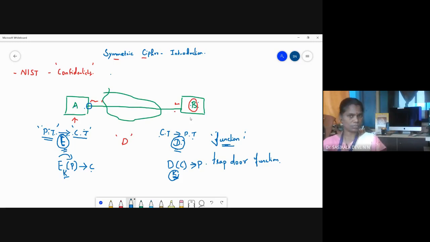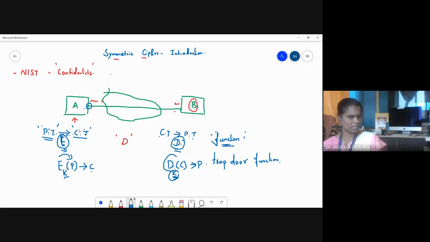In symmetric or secret key crypto system, Alice and Bob need to use the same key for encryption as well as decryption. Decryption is simply a reverse process of encryption, nothing else. But this is not true with asymmetric. Decryption is a reverse process of encryption.